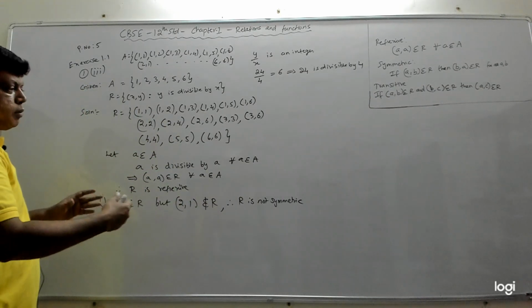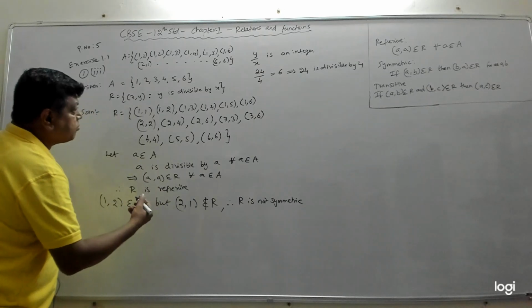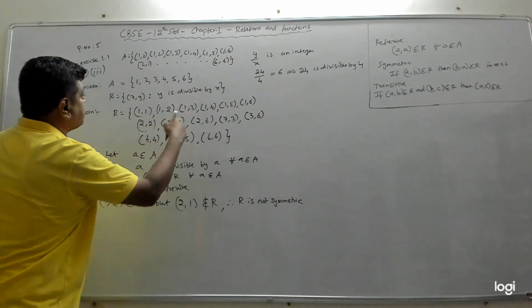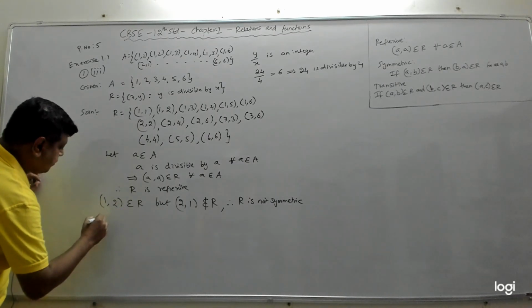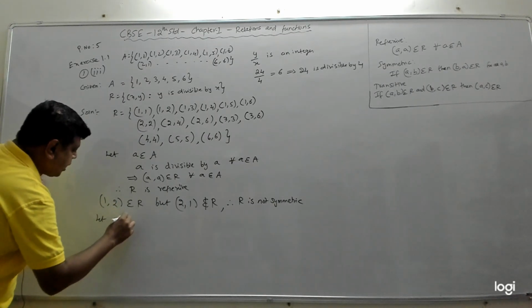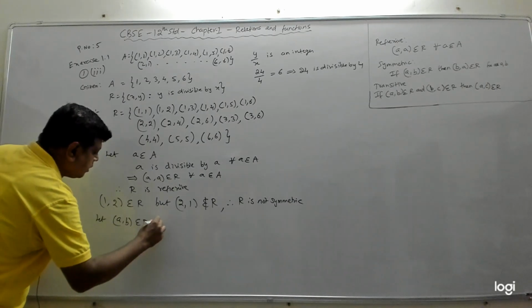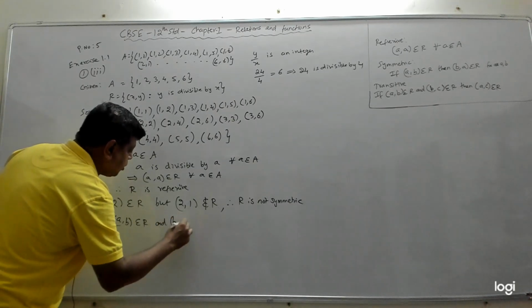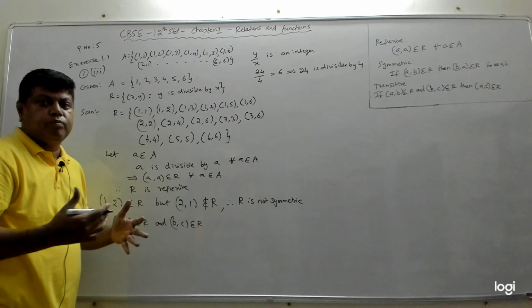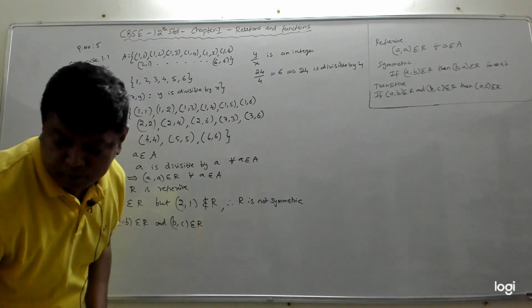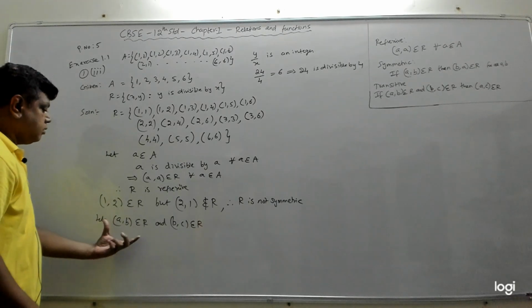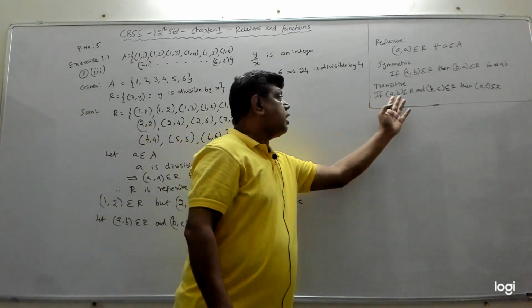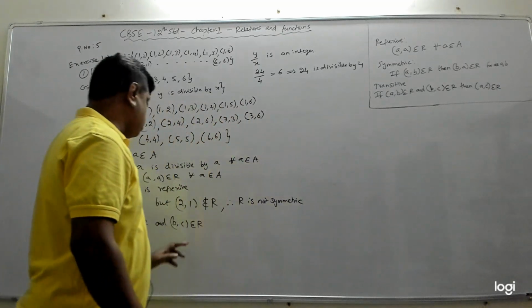Or we can write a general proof. How do we write the general proof? If you have to show this, what we can say is a general proof. We'll take two elements. Let (a, b) belong to R and (b, c) belong to R. That is how we start any transitivity proof: we start with (a, b) belongs to R and (b, c) belongs to R.